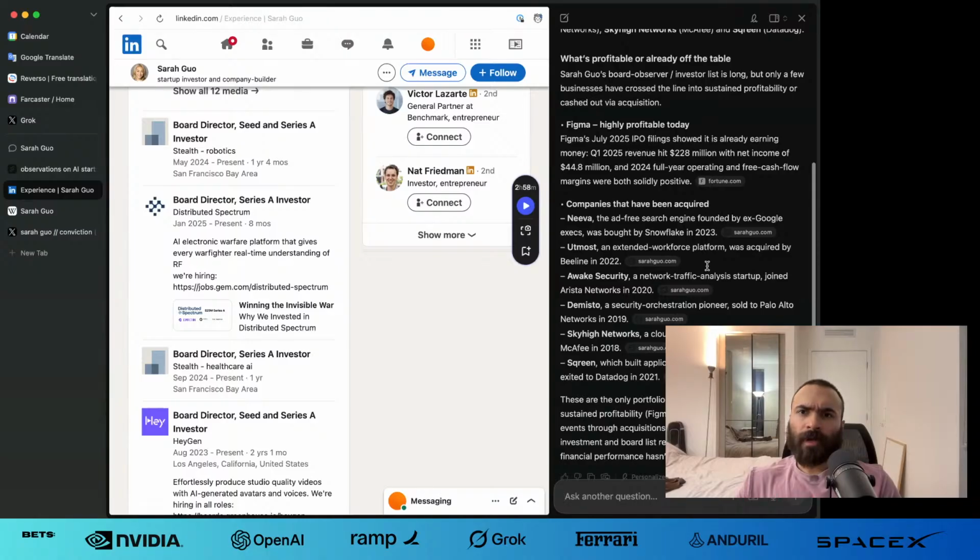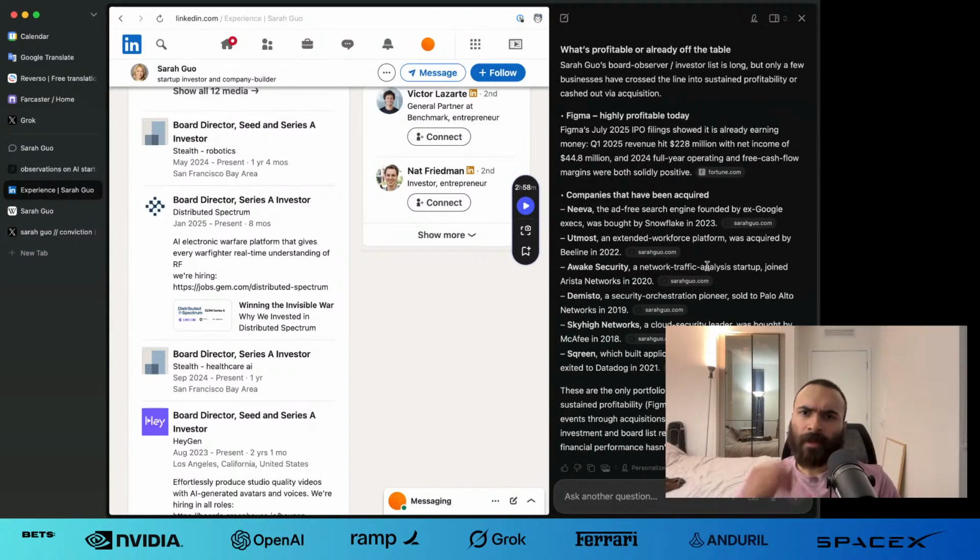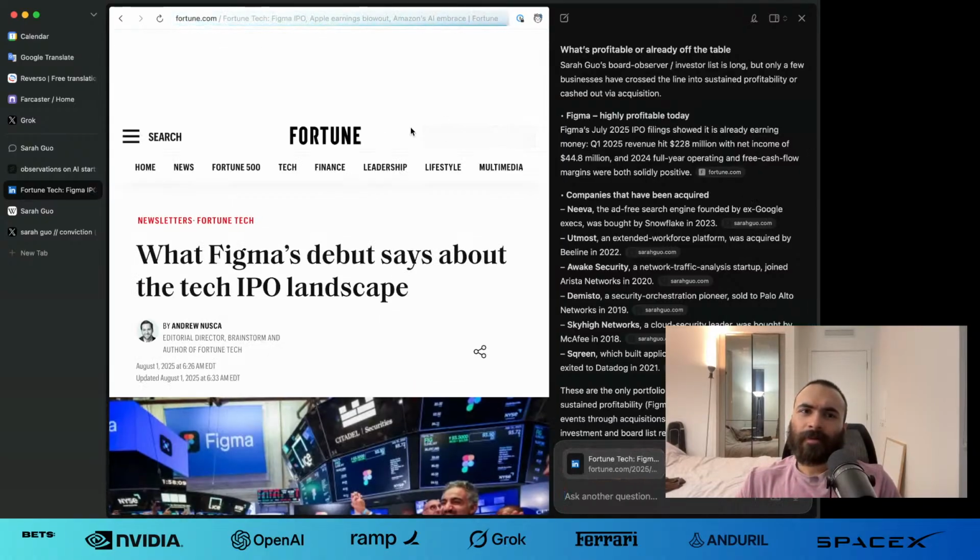The board and investor list is long, but only a few businesses have crossed the line into sustained profitability or cashed out via acquisition. Figma is highly profitable today. Figma's July 2025 IPO filing showed it is already earning money. Q1 2025 revenue hit 228 million with net income of 44.8, and 2024 full year operating and free cash flow margins were both solidly positive. This is beautiful.